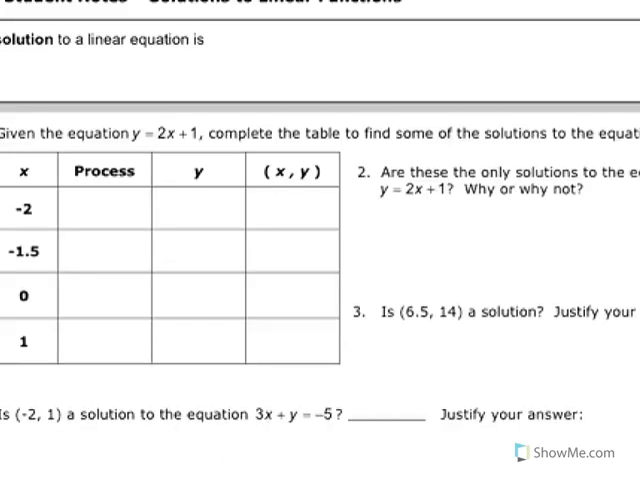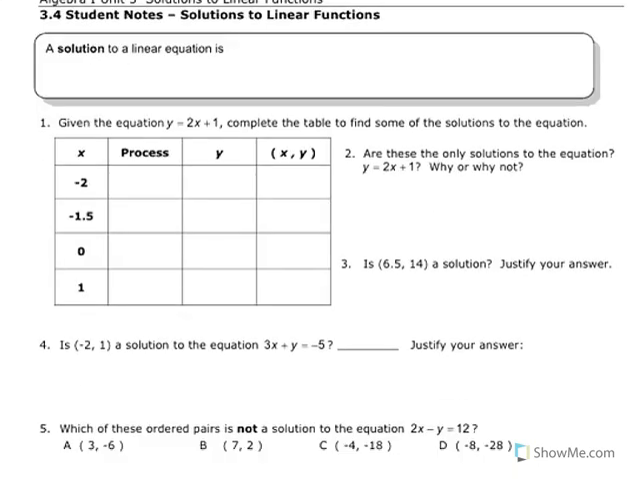Okay, so we're given an equation here in this first question, and it says complete the table to find out some solutions. In this case, they're giving us the x, which we're going to plug in for the x in here, and then solve and figure out what y is. So let's just do that real quick. If x is negative 2, here's our equation, 2x plus 1. So I'm going to take 2 times negative 2, because I'm plugging the negative 2 in, plus 1. That's negative 4 plus 1 is negative 3. So when x is negative 2, y is negative 3.